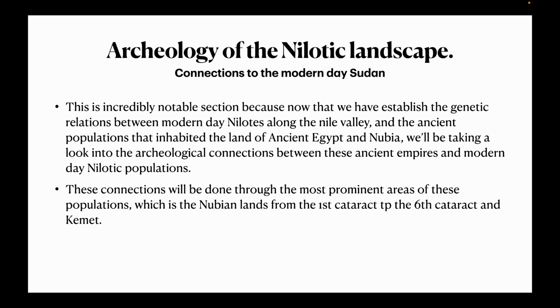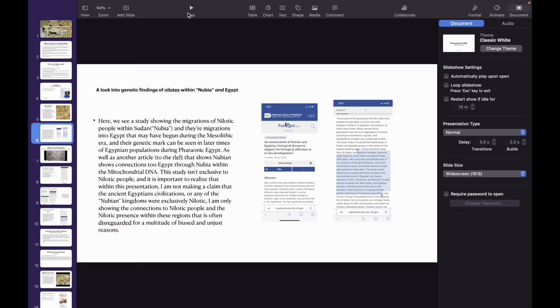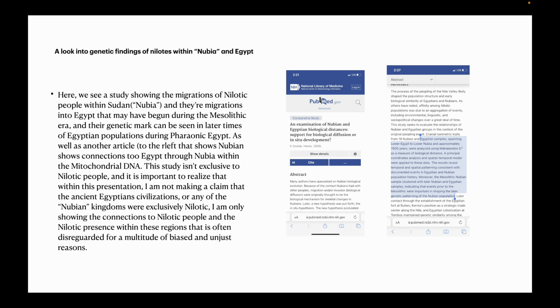Before we do that, I just realized I forgot something. There was a DNA study that I kind of skipped over. On your right, we have a study that shows that Mesolithic Nubians were actually described as Nilotic populations. If you look at the upper part of that picture, let me read it. The process of people in the Nile Valley likely shaped the population structure, the early biological similarity between the Egyptians and Nubians. Others have noted affinity among Nilotic populations, a key term, Nilotic populations, was due to an aggregation of events including environmental, linguistic, and socio-political changes over a great deal of time. This study seeks to evaluate the relationships between Nubian and Egyptian groups in the context of original peopling.